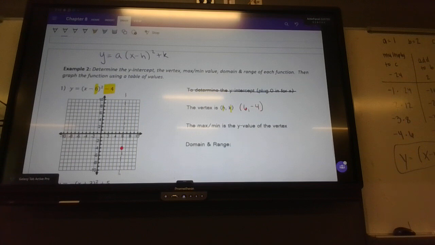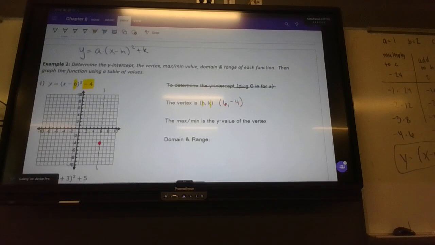All right, so let's make a little table right here. It says to use a table. So let's do that. The vertex is always the center of the table because it's the center of the parabola. And then you go to left and to right.